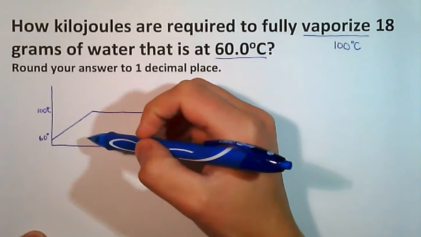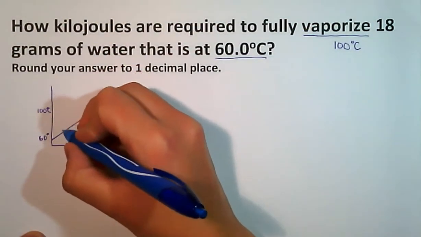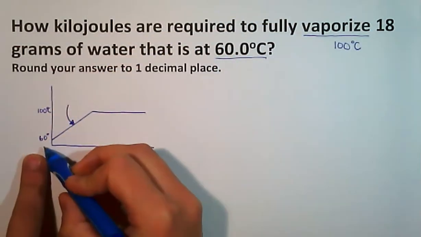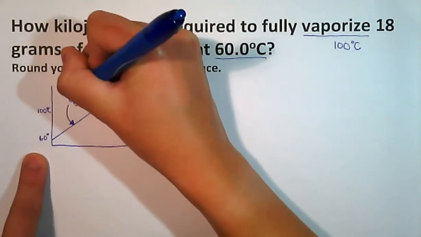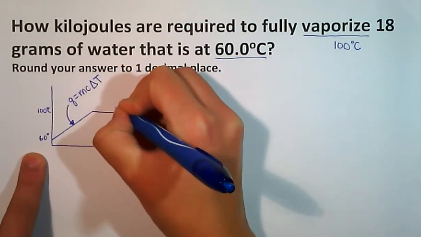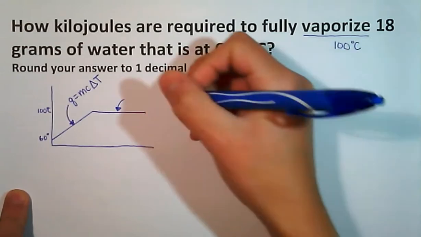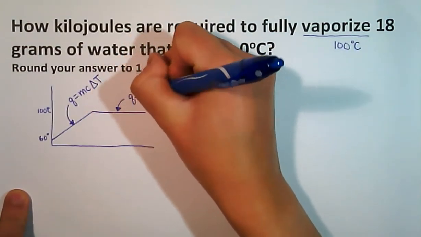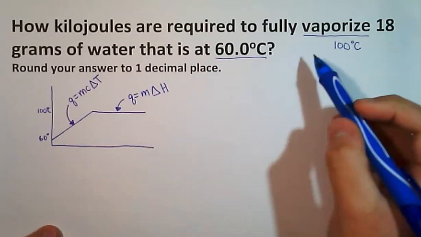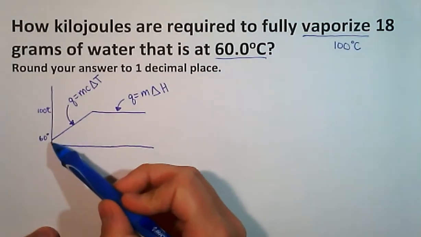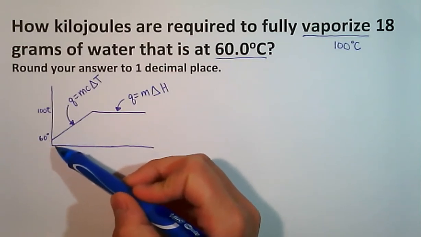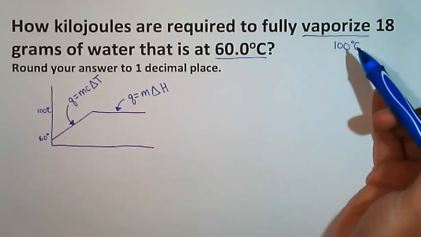To know the total amount of energy, we're going to have to use two equations. The energy for this section of the graph, where the temperature is being raised from 60 to 100, we're going to use Q equals mc delta T. And for this section of the graph, where the water is actually vaporizing, we need to use Q equals m delta H, because there's no temperature change associated with the phase change of vaporization, but there is a temperature change needed to raise the temperature of the water up to the vaporization or the boiling point of water.